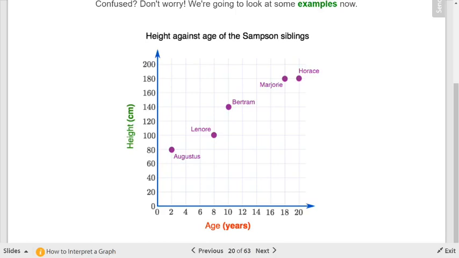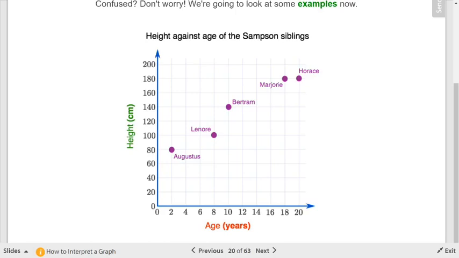Is Horace the tallest? No. Look closer. Horace and Marjorie are what? The same height, right? Who's the oldest? Horace, because you get older as you go further to the right. Good job.